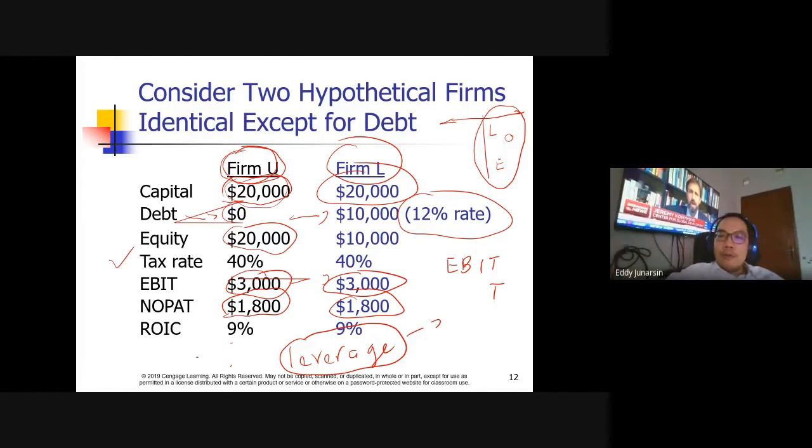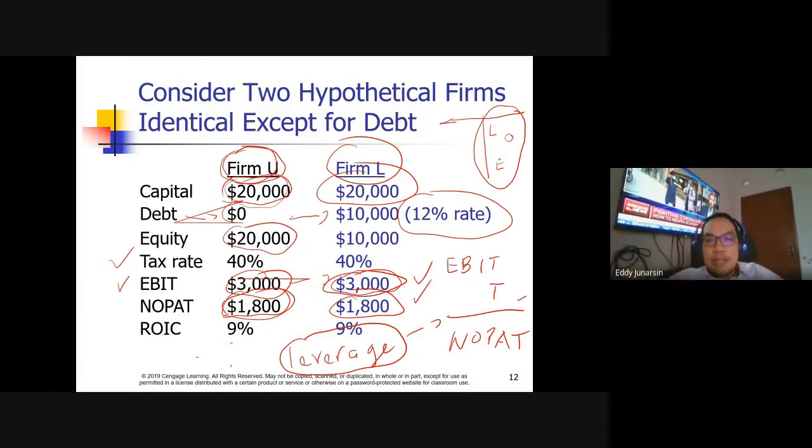So earnings before interest and taxes, this is again the representation of operating profit, right? Minus tax, then we get NOPAT, right? So we can prove it here. 3,000 minus 40% of 3,000 is 1,800. And similarly, this one, 3,000 minus 40% of 3,000 is 1,800, right?